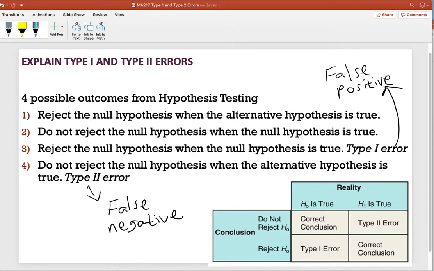A Type 2 error is when we do not reject the null hypothesis when its alternative hypothesis is true. That being this cell up here. The Type 2 error is referred to as a false negative.